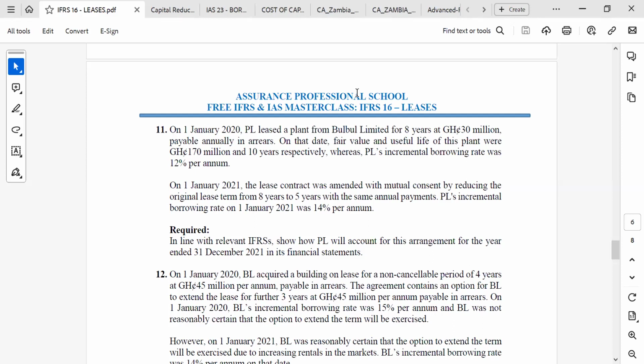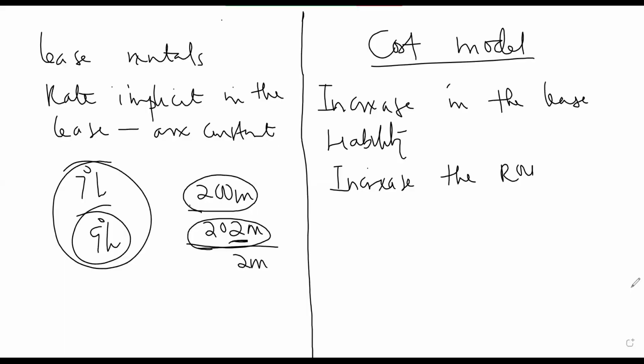But this amendment was done a year after the lease. So the first thing is that you first have to calculate your initial lease accounting. How would this particular transaction be accounted for in the books of PL at the time of the lease? That will be on 1st January, and we will account for the first year. Then it will be in the second year that the arrangement will change. So we have to do it first before the amendment. So let's pick that question 11.